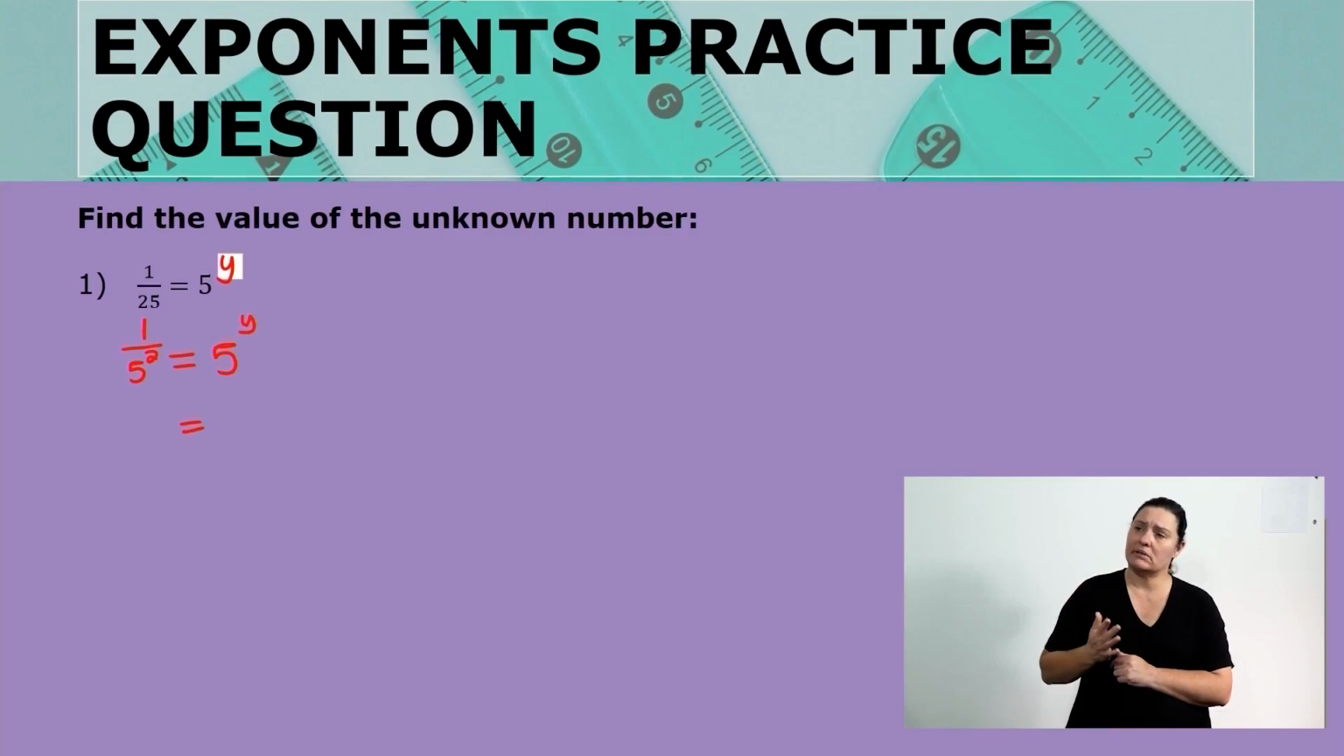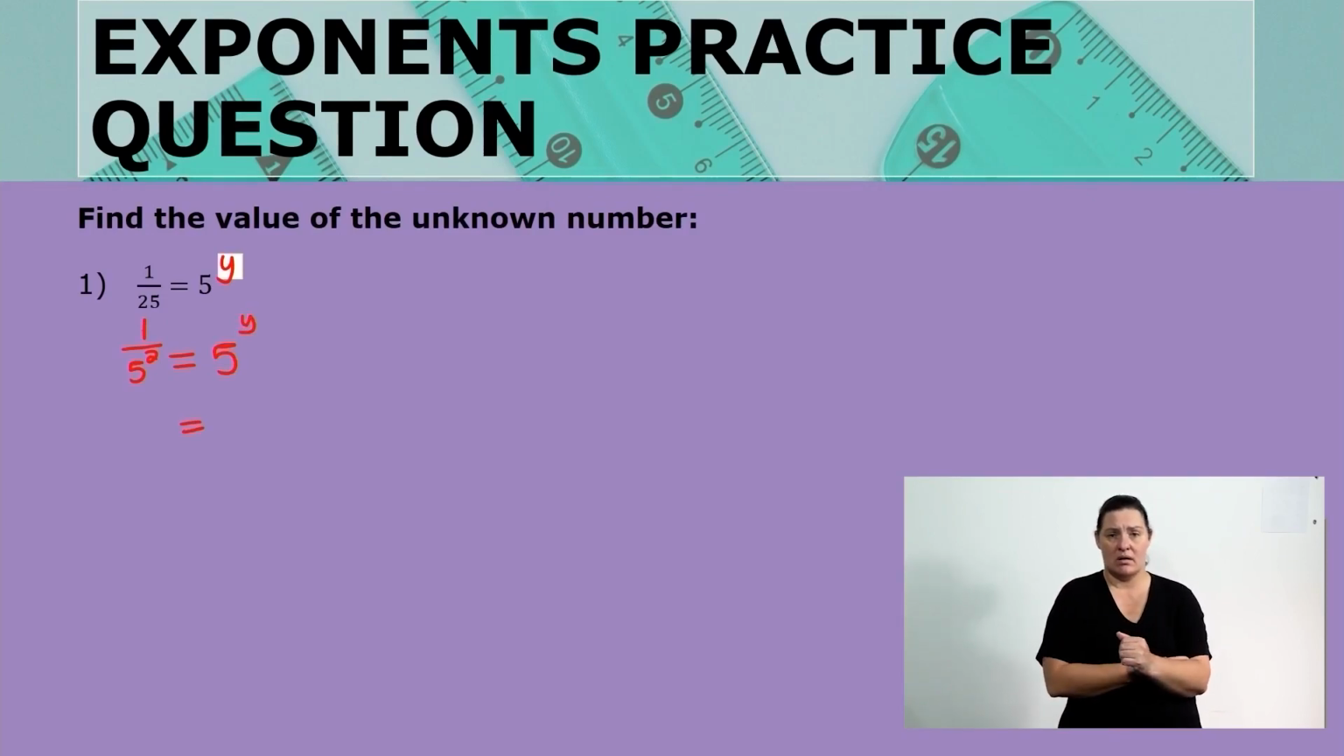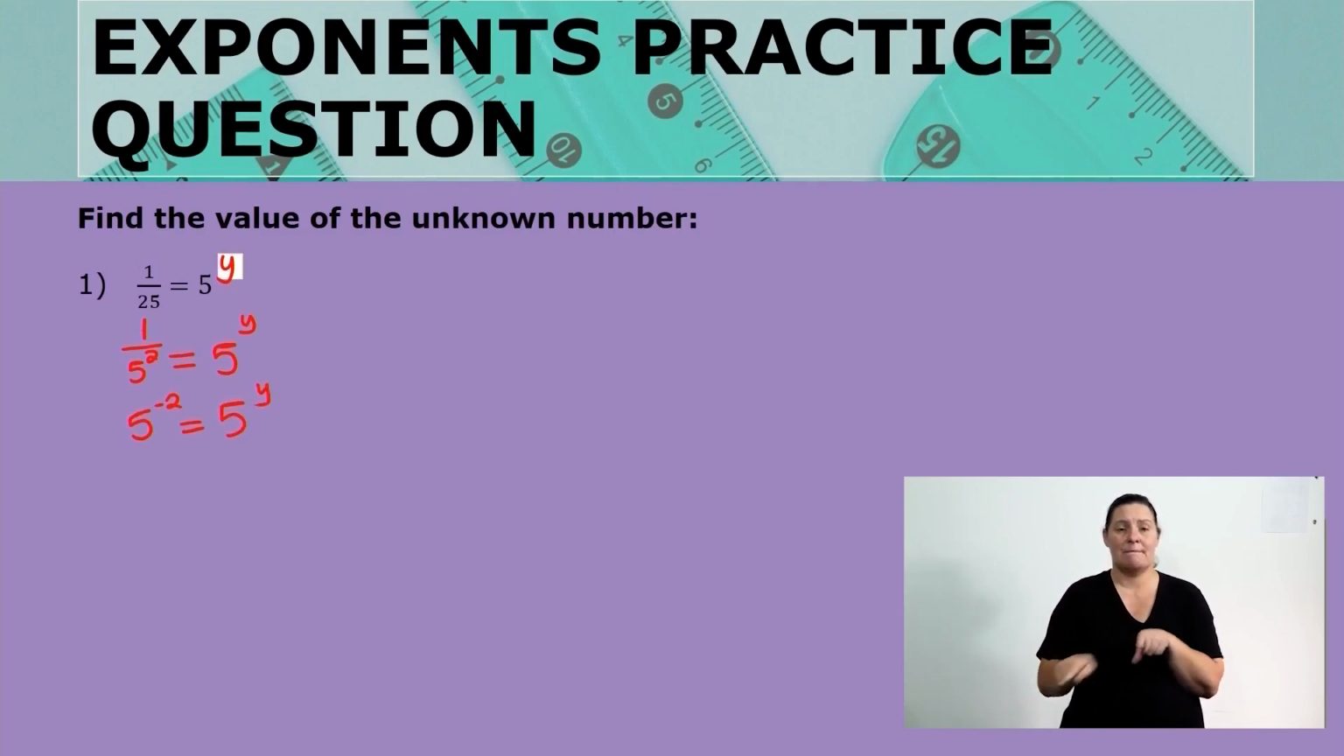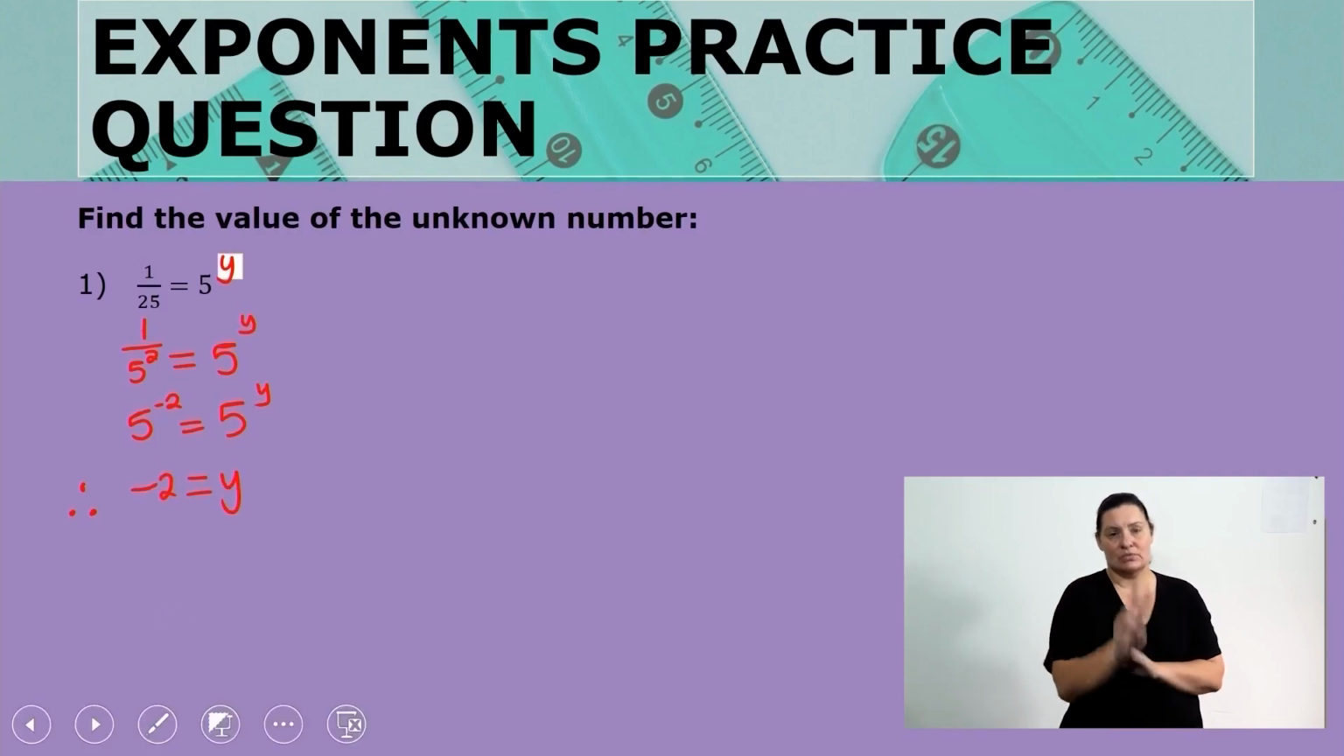What is going to happen if I want to bring that power to the numerator? That means that our exponent is going to be negative. But now my base is the same. And what happens when my base is the same? Then I can simply say that, therefore, my two exponents are also equal, because these two powers are equal to each other and the base is the same. So that means that negative 2 is equal to y, or y is equal to negative 2.